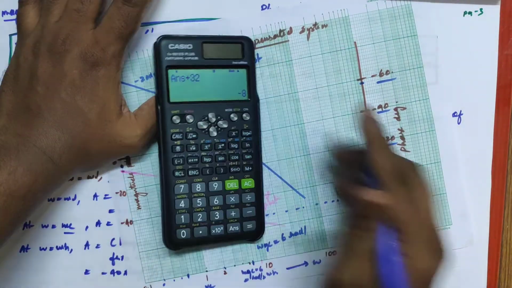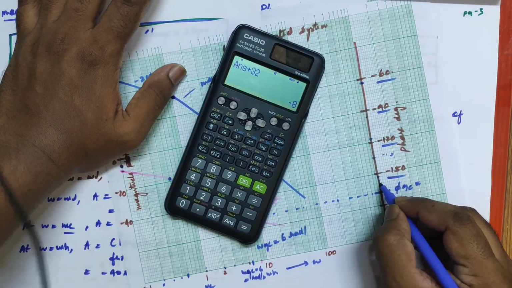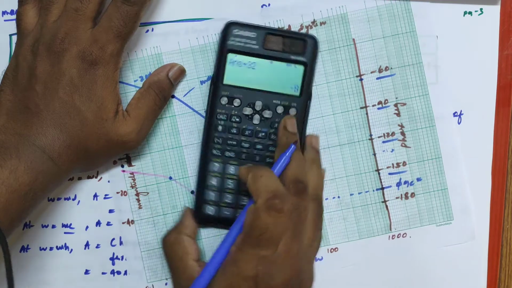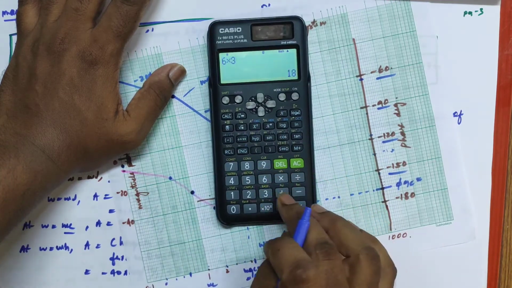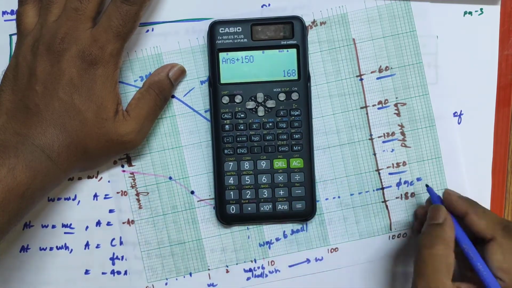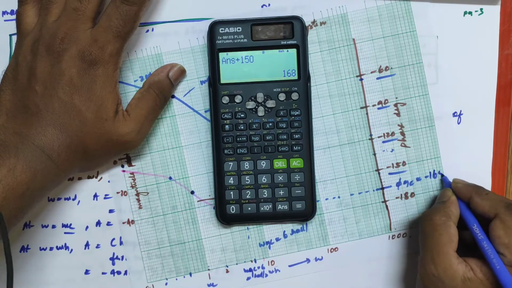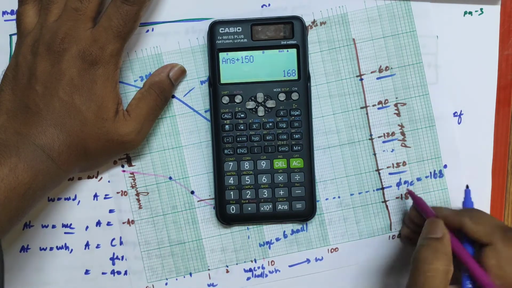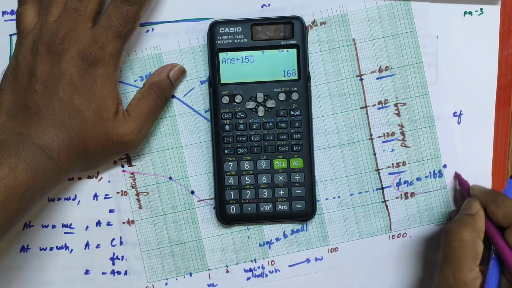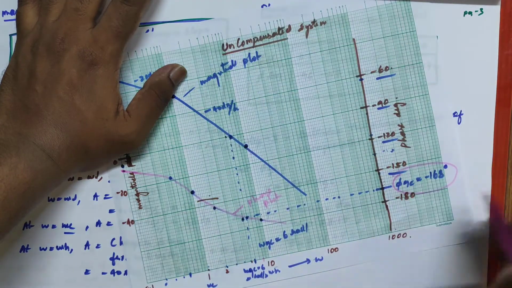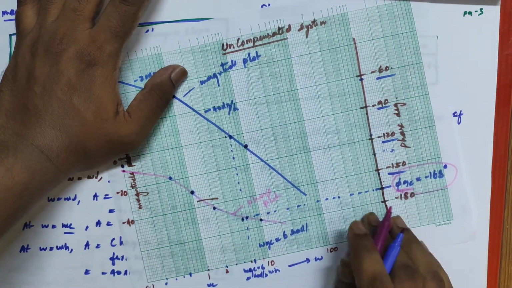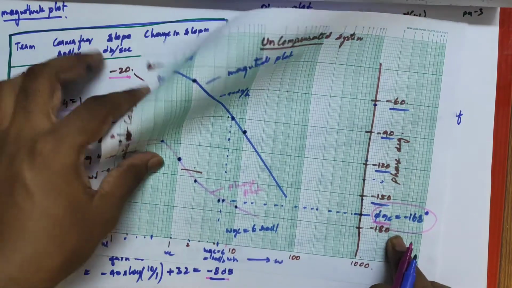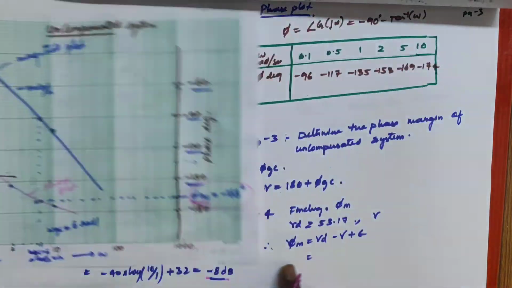So how many parts? This is 1, 2, 3, 4, 5, 6. Okay, 6 into 3 plus 150. So I obtained minus 168 degrees at the phase crossover frequency. Phase at gain crossover frequency, that is phi GC. Okay, so now we'll find the phase margin, right?